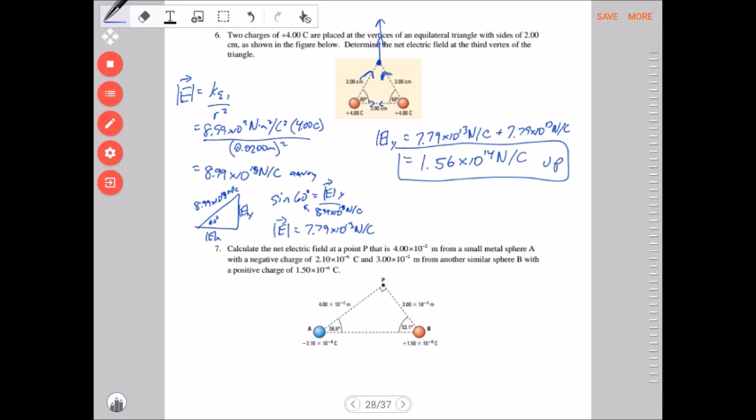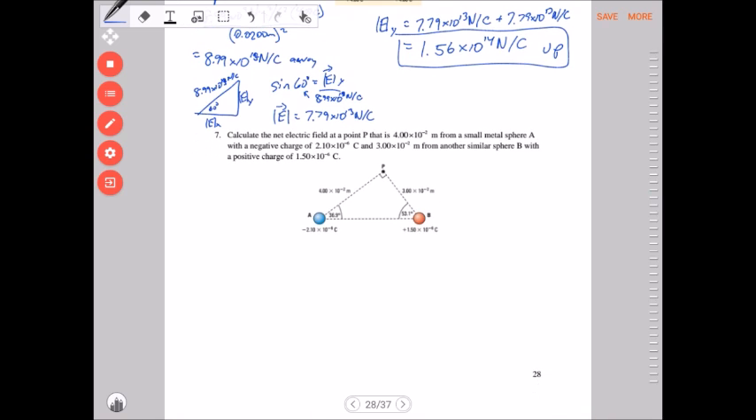Okay, hopefully you followed the shortcuts there. We didn't do the math on the second charge because the math on the second charge is going to be the same as the math on the first charge. So the two y components are just going to add, the two x components would subtract, and there we go. All right, last one, number 7.